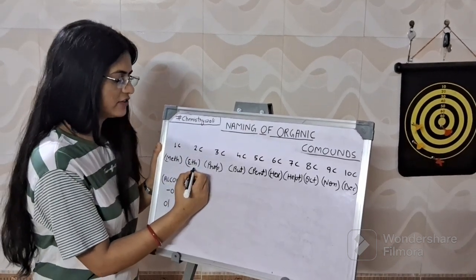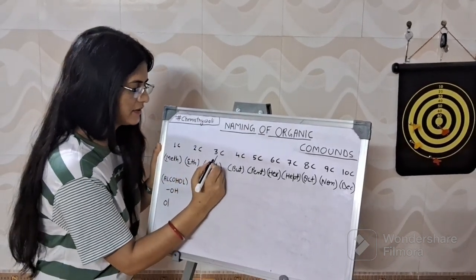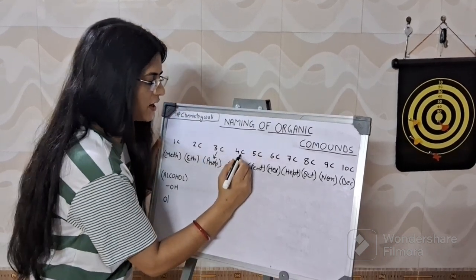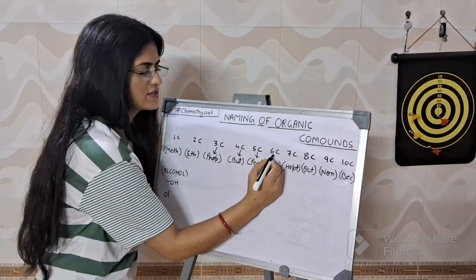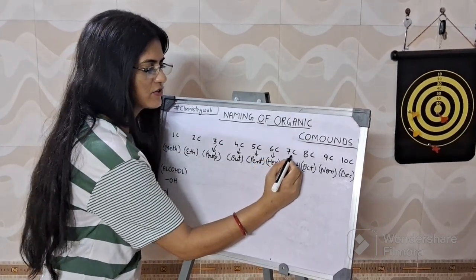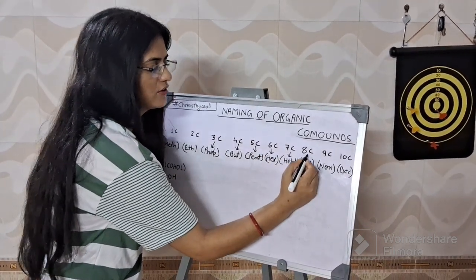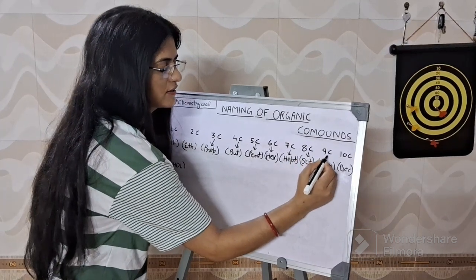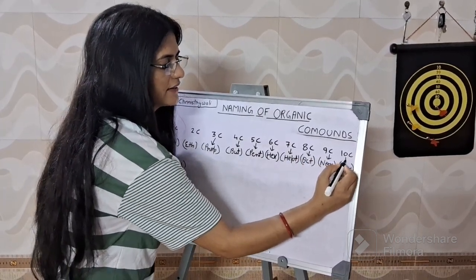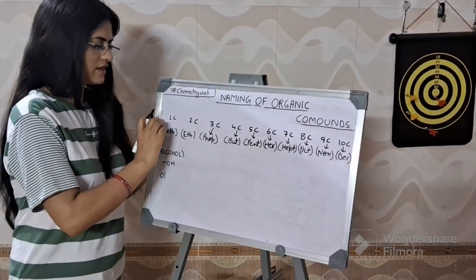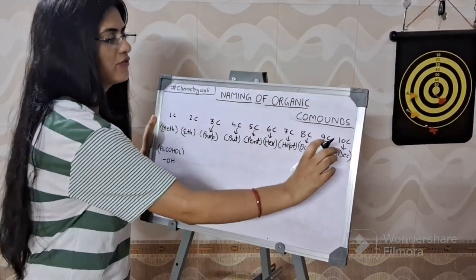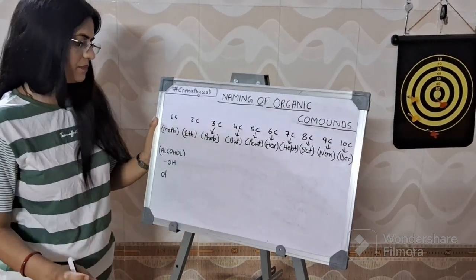2 carbon, eth we are using. For 3 carbon, prop. 4 carbon, but. 5 carbon, pent. For 6 carbon, hex. For 7 carbon, hept. For 8 carbon, oct. 9 carbon, non. And 10 carbons, dec. So these are the names for number of carbons present there in the compound.